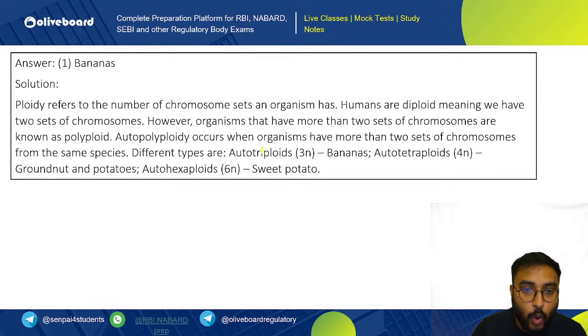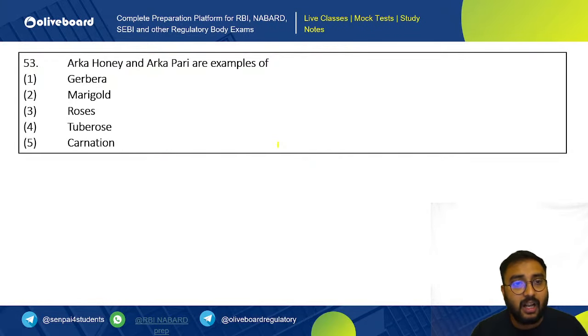Bananas have autotriploids, which means 3 sets of chromosomes. Autotetraploids are 4 sets of chromosomes. Autohexaploids are 6 sets of chromosomes, which is in sweet potato. So triploid means 3 sets of chromosomes, found in banana. 4 sets are found in groundnut and potato, and hexa, that means 6 sets, are found in sweet potato. Areca honey and Areca pari are examples of which of the following crops?